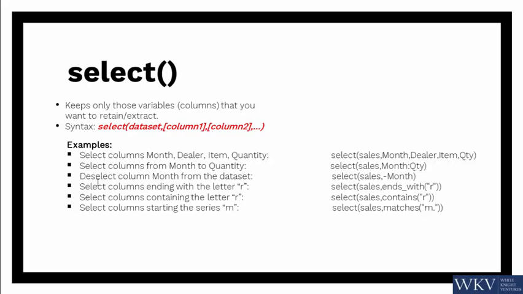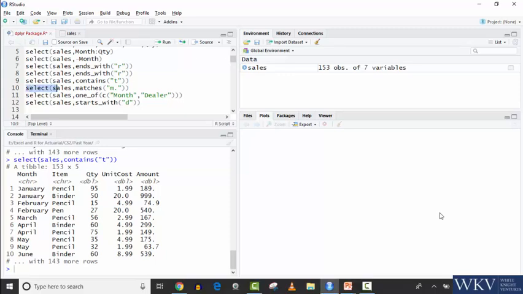Select columns starting the series M. So here we write select sales and we use the thing matches. See, it is not starting the name, it is starting the series. I'll give you the difference. Do not miss out on this dot. M dot means that it starts with M and there is something after M. There is something after M. So see this.